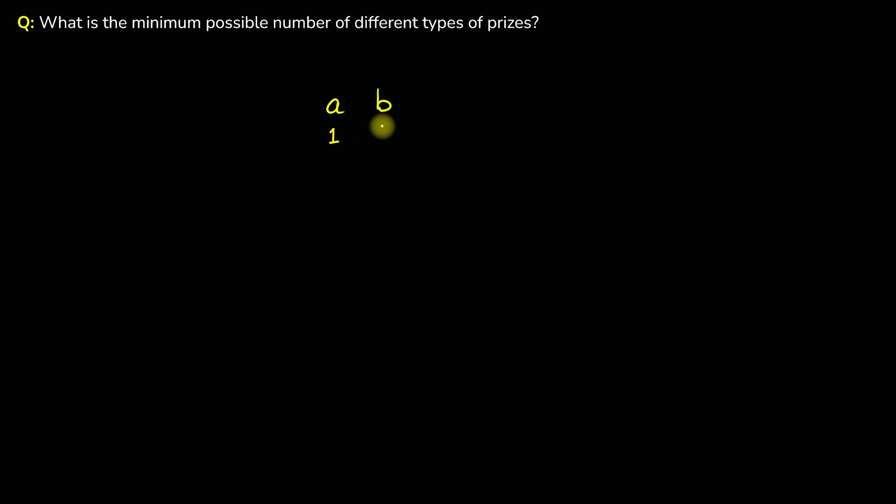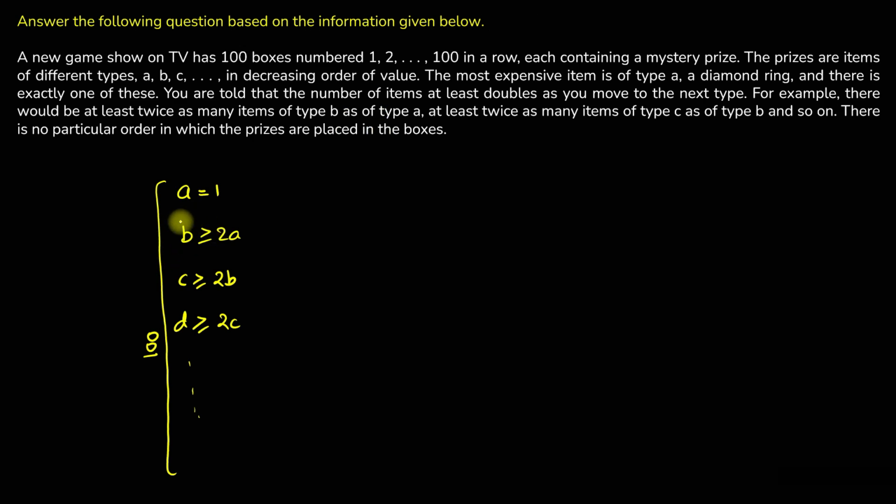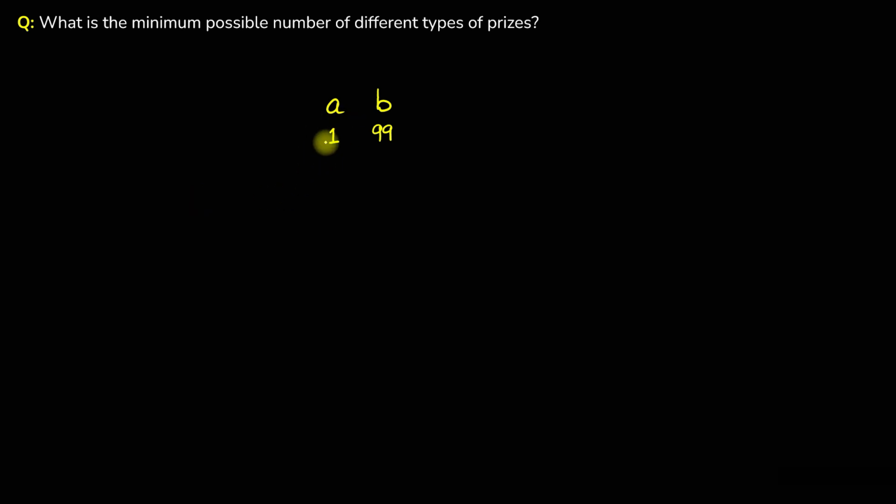Now type B, what is the maximum number of items of type B? Out of 100 total, we already have one over here, so we have 99 remaining items. Out of 99 items, how many can B have? Can B have all 99? Yes. There is a restriction on the minimum number of type B: it should be 2, twice of 1, it cannot be less than 2. But there is no restriction on the maximum value of a particular type. So the maximum value of type B can be 99. So we have a total of 100 and the minimum number of types of items is 2. So the answer here is 2.